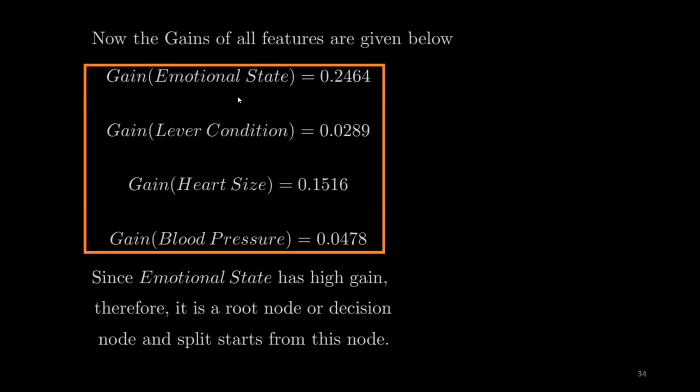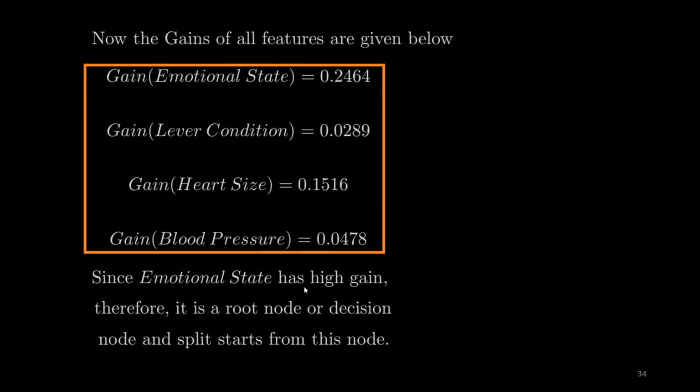Now we have calculated the information gain of all the 4 features of our dataset. These are the values of the information gain. The emotional state has a value of 0.2464. The gain of the liver condition feature is 0.0289. Similarly, for heart size, 0.1516. And for blood pressure, the value of information gain is 0.0478.